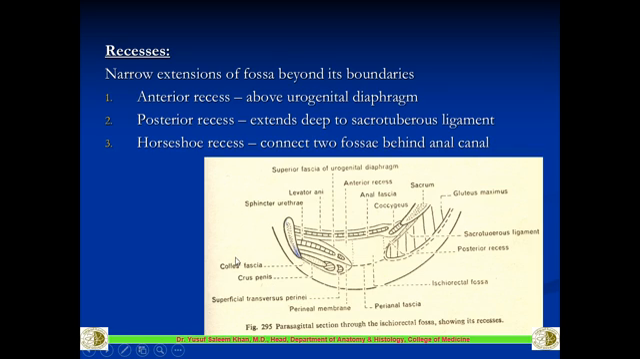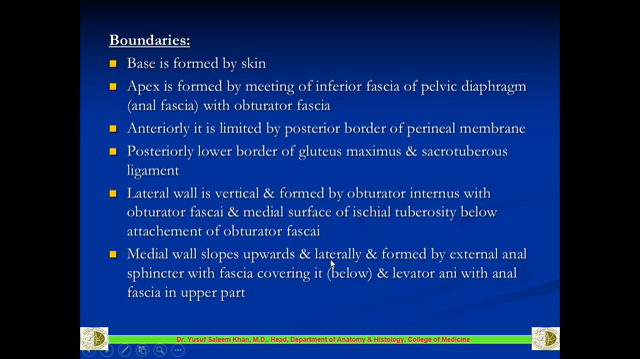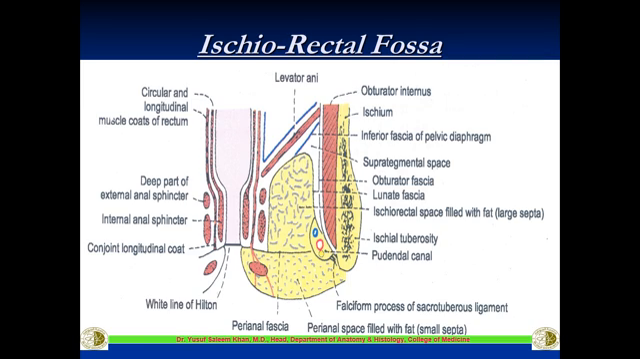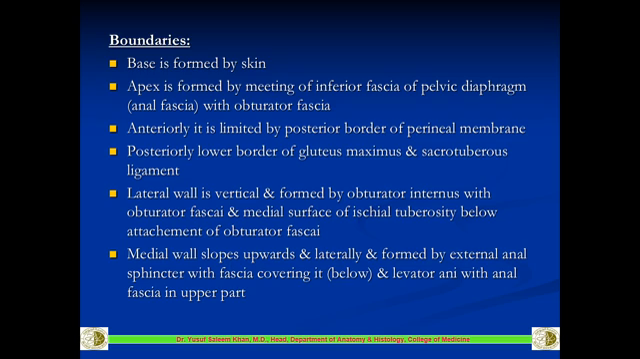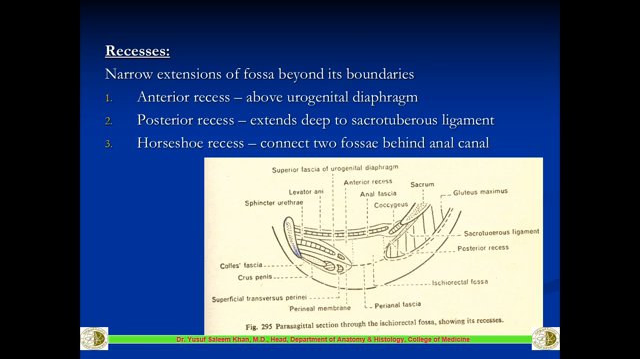This is the anteroposterior position, and this is the lateral view. You are seeing the same fossa from the lateral side, and here you can see the perineal membrane. That will be forming the anterior limiting membrane. In this view you cannot see it because it is in front of this picture. Posteriorly, there is the lower border of the gluteus maximus with the sacrotuberous ligament.